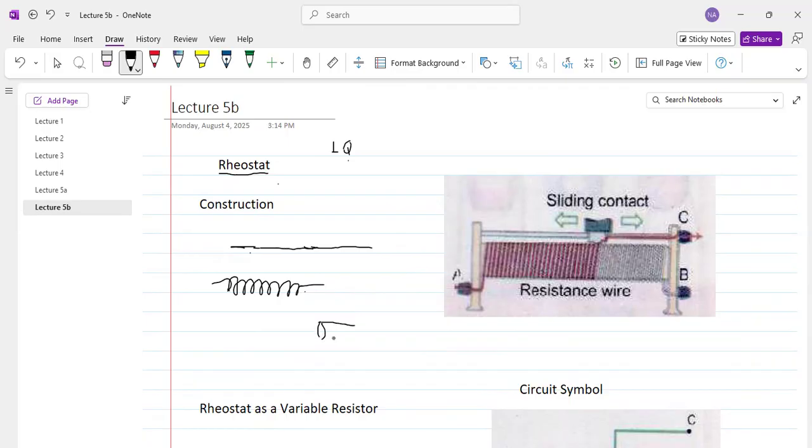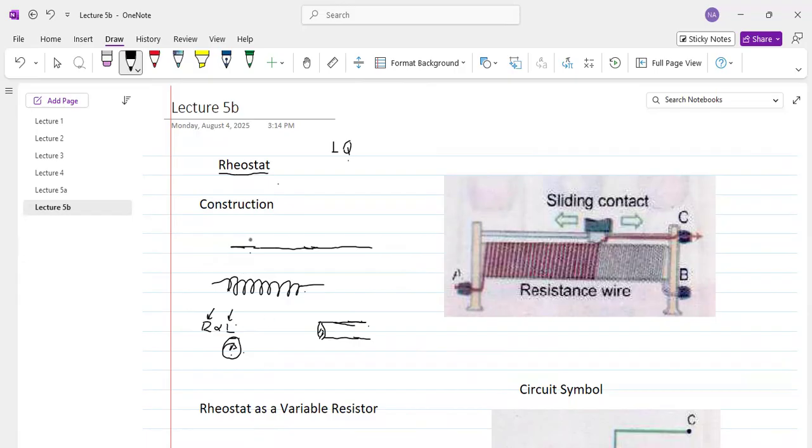Uniform cross section means the area of the wire is uniform. Mean width of the wire is uniform. When width of the wire is uniform, then the resistance of the wire is proportional to length of the wire because A is constant for whole wire. So resistance of the wire is proportional to length of the wire.